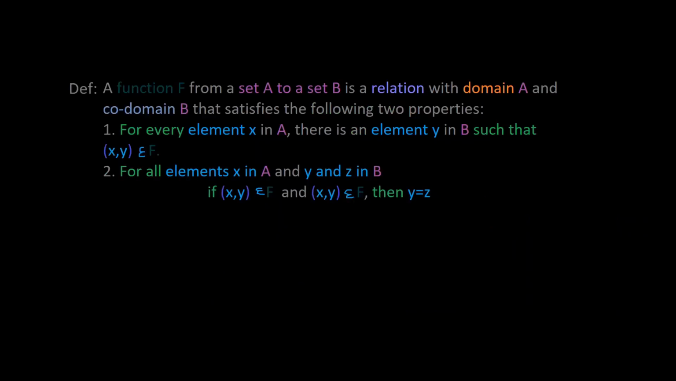Alright, so now we're going to define a function. So a function f from a set A to a set B is a relation with the domain A and its codomain B that satisfies the following two properties. And so these are the two properties that define a function. So for every element x in A, there is an element y in B such that the ordered pair (x, y) is an element of f. For all elements x in A and y and z in B, if the ordered pair (x, y) is an element of f, and the ordered pair (x, z) is an element of f, which is going to be z right here, my bad, then y equals z.